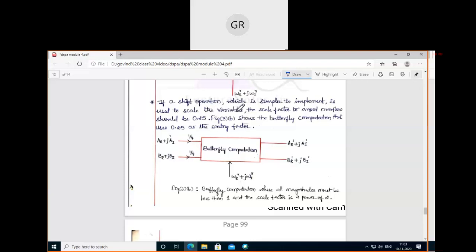If a shift operation, which is simple to implement, is used to scale the variables, the scale factor to avoid overflow should be 0.25. If we use shifters, each input variable is multiplied by 0.25, or scaled by 0.25. See here in butterfly computation, AR plus JAI, and this one is BI. Okay, AR plus JBI.